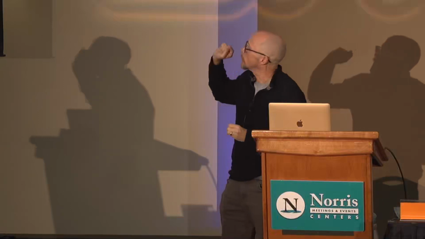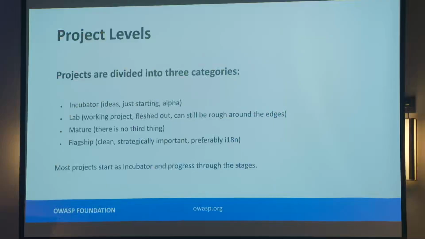I bring up the mature and put it in there because there is no third thing. That's currently. There's no third thing currently, but we are talking about adding a mature level. And that mature level would be more like production-ready code, just like flagship. But whereas flagship is strategically important to the foundation, it would be something that we would have the board vote on and say, this is strategically important, and the board thinks so, and now it's a flagship. The mature would be production level, what currently flagship is, basically.